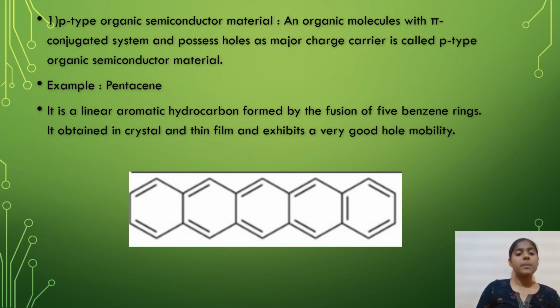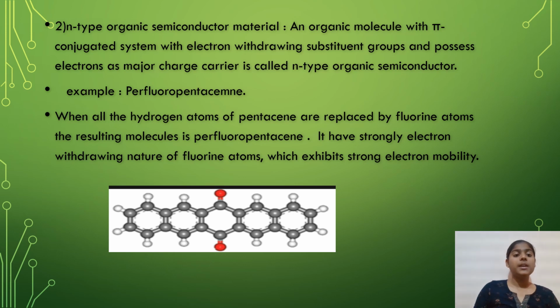First, p-type organic semiconductor material. An organic molecule with pi conjugated system that possesses holes as major charge carriers is called a p-type organic semiconductor or material. Example, pentacene. It is a linear aromatic hydrocarbon formed by the fusion of 5 benzene rings. It is obtained in crystal and thin film form and exhibits very good hole mobility. Second, n-type organic semiconductor material, an organic molecule with pi conjugated system with electron withdrawing substituent groups that possesses electrons as major charge carriers is called an n-type organic semiconductor.